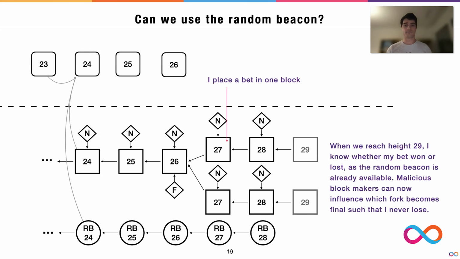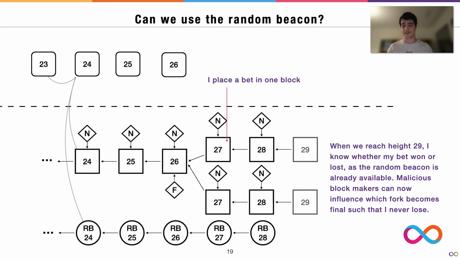My bet is placed in the block, and the random beacon is already available. This means that all the information exists to know whether my bet is going to be a winning one or a losing one, because this is computed from the blockchain and the random beacon, and I have those already. So I know exactly whether I'm going to win or lose. But the issue is that my bet is not final yet. It's not adopted in the finalized blockchain just yet.